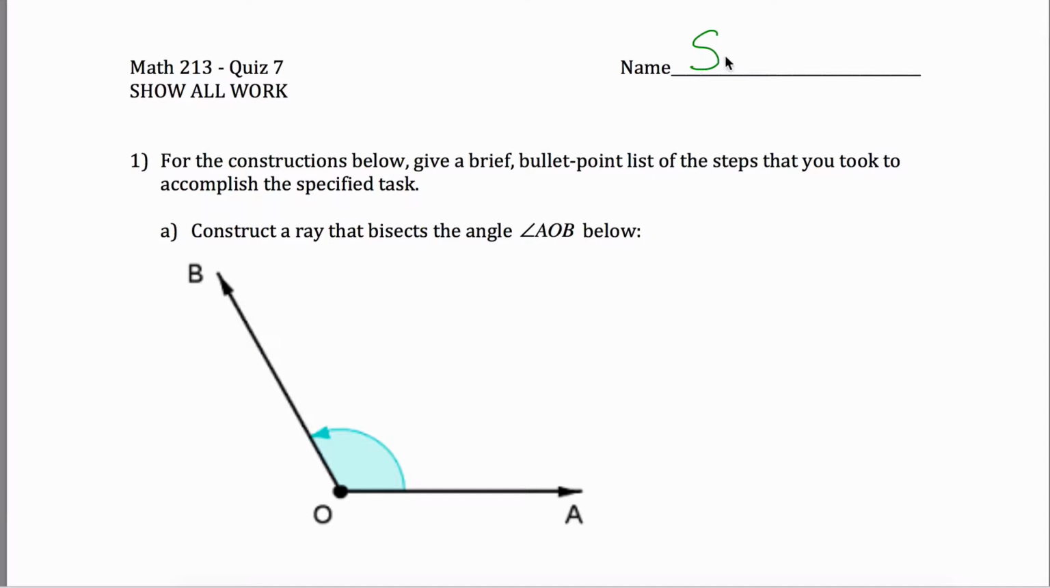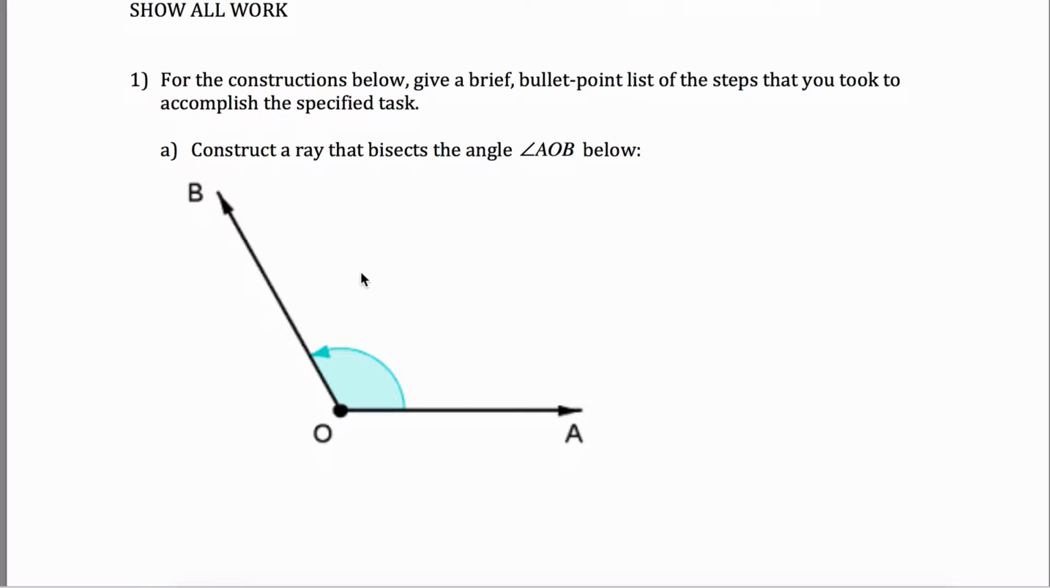All right, here are solutions to quiz 7 from Math 213. In this quiz, you're doing constructions, so you'll have a compass and a straight edge. I don't have those things because I'm on a computer, but I'll try my best to describe what I'm doing. So what I want to do here is construct a ray that bisects the angle below.